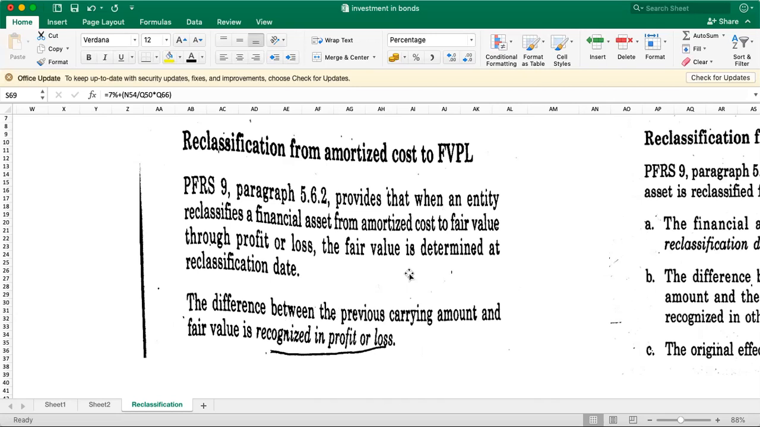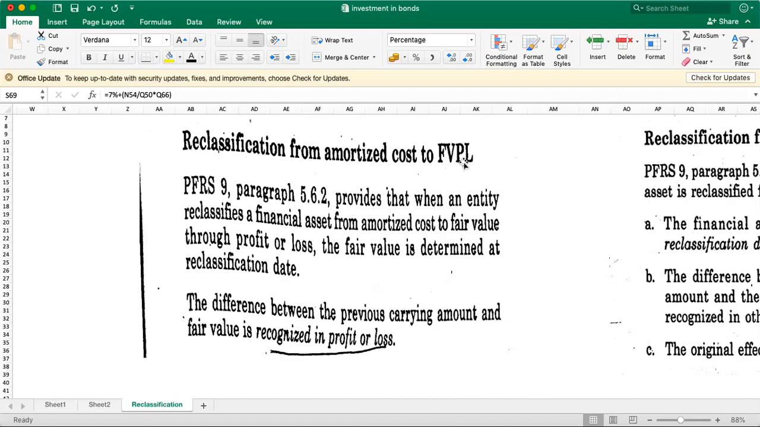Then, succeedingly, di ba, yung transaction mo dito, subsequently, you measure the investment at fair value na. So you will recognize unrealized gain, unrealized loss. So it's very important that you have mastered each classification, especially the entries. Because here, it's very necessary when you reclassify the investment.